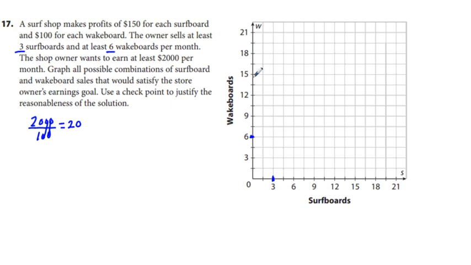So they're going up like 1.5 between. We want 20. So 20 is going to be about right here. So I'll put 20 right here. That's what we'll need if it's only wakeboards. And then for the surfboards, the profits are $150 for each surfboard.